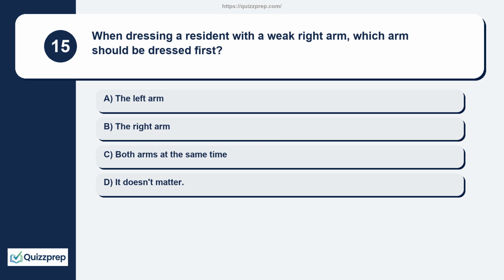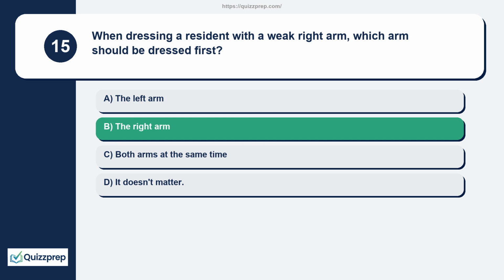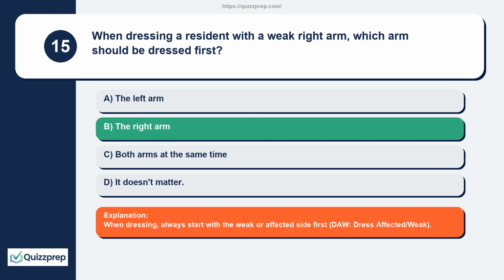Question 15. When dressing a resident with a weak right arm, which arm should be dressed first? The left arm, the right arm, both arms at the same time. It doesn't matter. When dressing, always start with the weak or affected side first. Dress affected, weak.